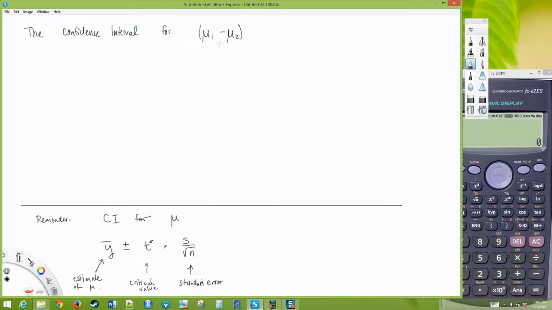What would be our estimate of this quantity based on our samples? Y bar 1 minus Y bar 2. Y bar 1 minus Y bar 2, exactly. So this goes right in the middle. Then I'm going to go plus or minus my margin of error. We're still going to have to figure out a critical value t star, and I'll explain this part in a bit. But I'm going to multiply my critical value by what?